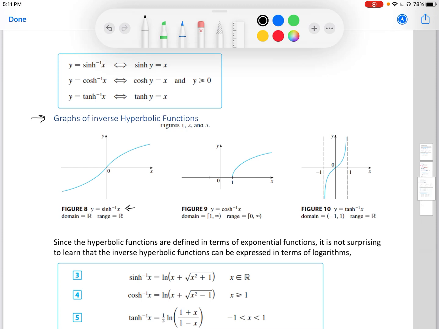We have hyperbolic sine, and notice that its domain and its range are infinite, all real numbers. We have hyperbolic cosine, and we see that its domain and its range are not all real numbers. Its domain is from 1 to infinity, and its range is from 0 to infinity. And hyperbolic tangent has a domain of -1 to 1 and a range of all real numbers.